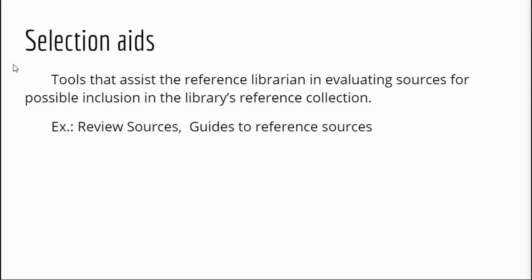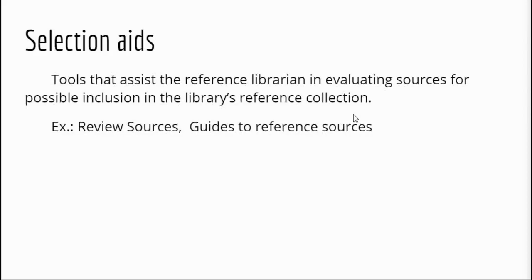Okay, so let's go to the selection aids. Okay, so these selection aids are also reference sources. So these are tools that assist the reference librarian in evaluating sources for possible inclusion in the library's reference collections. So there are examples, review sources, and guide to reference sources. Okay, so these are a number of tools that are available to assist the librarian in evaluating sources before acquiring them. So before they are included into the library's collection.